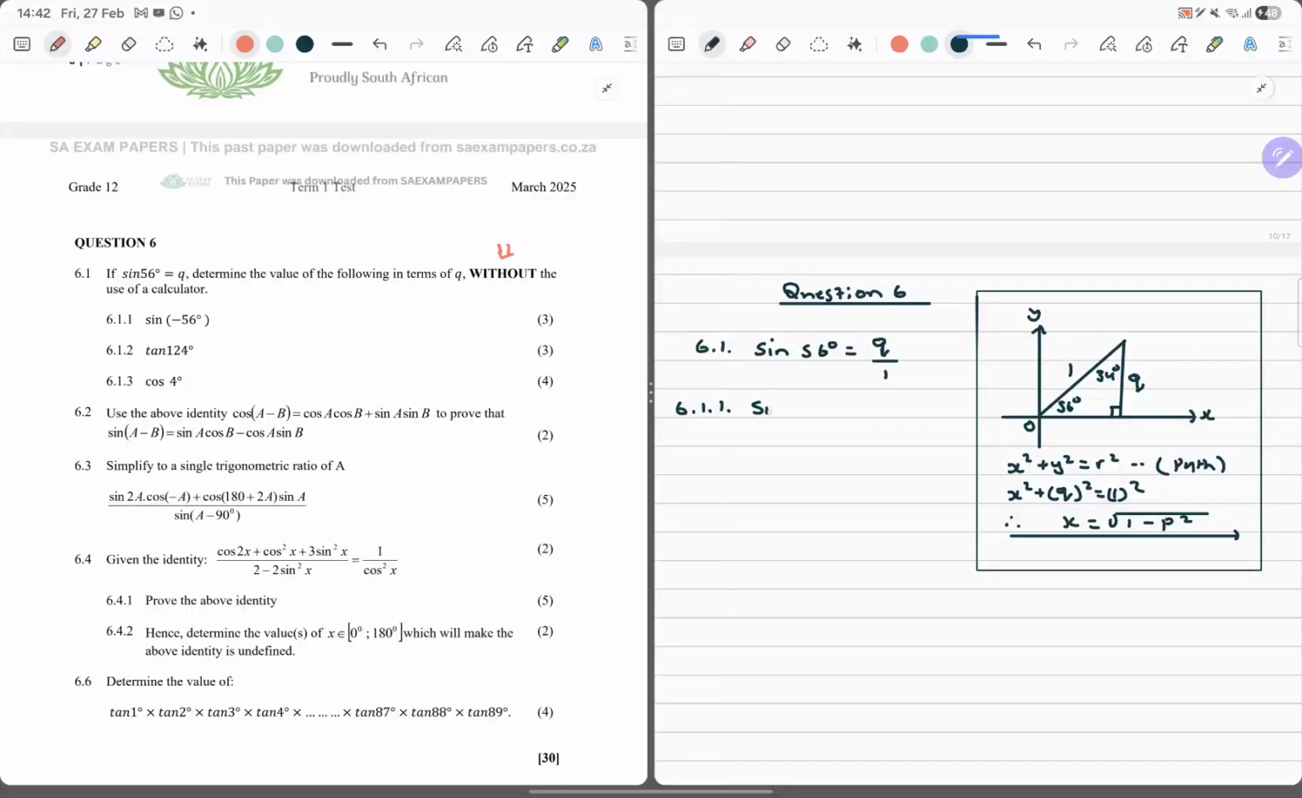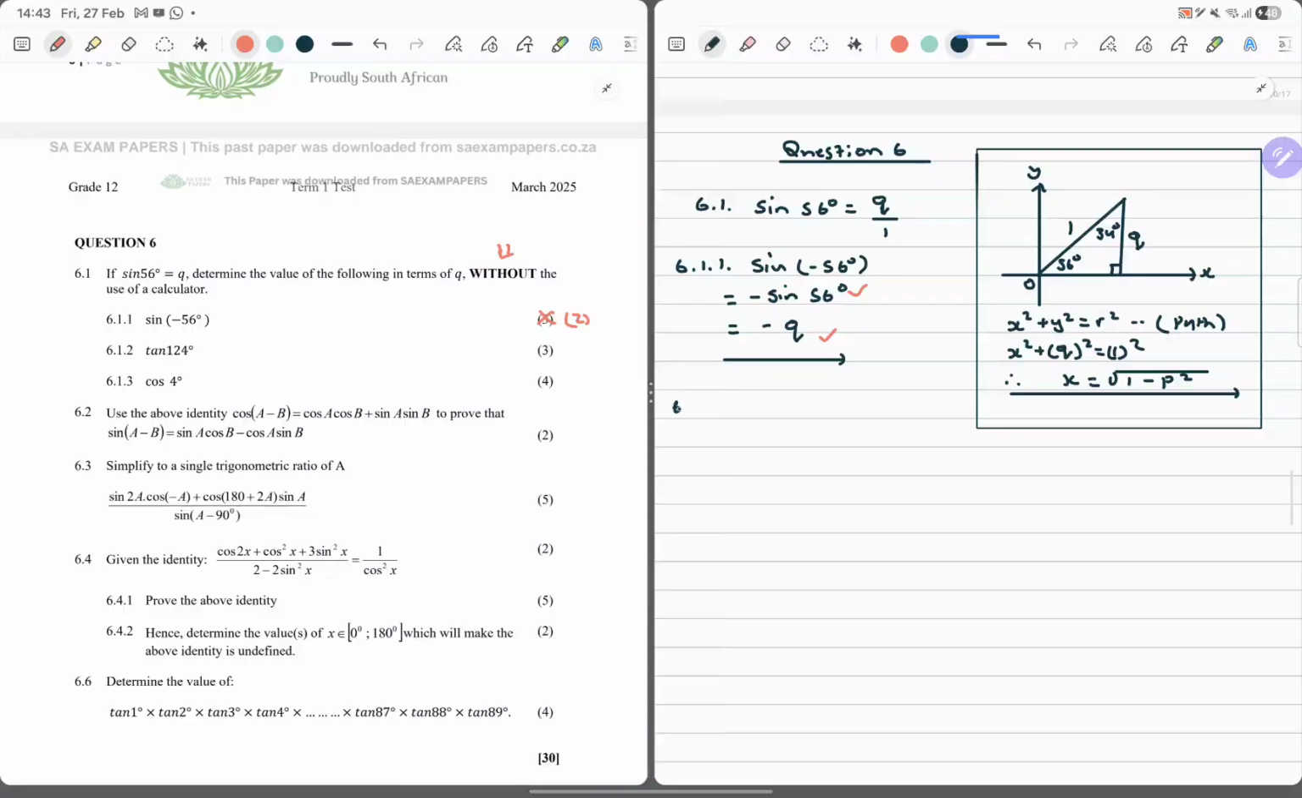So let's answer the question 6.1.1. We need to find the value of sine of minus 56 degrees. So this is equal to, sine of a negative angle is minus sine of the angle. So this is going to be minus q. Easy. So obviously the reduction in the answer, that's 2 marks. I don't know why this is 3 marks. It should be 2. There's no justification for giving more.